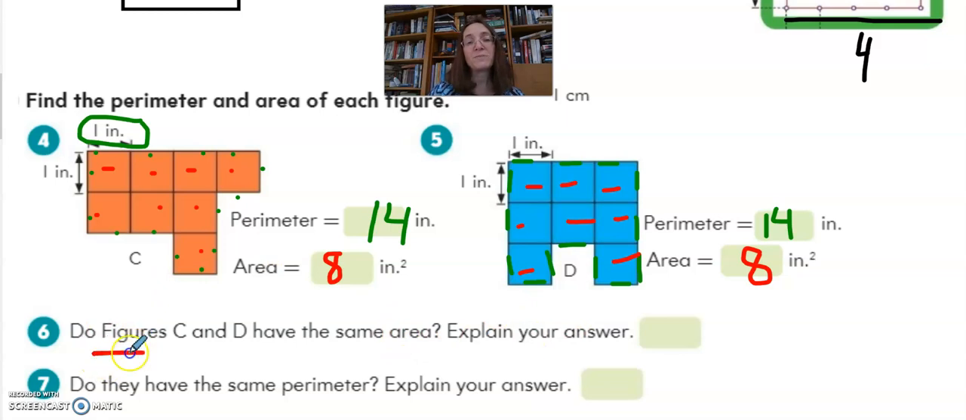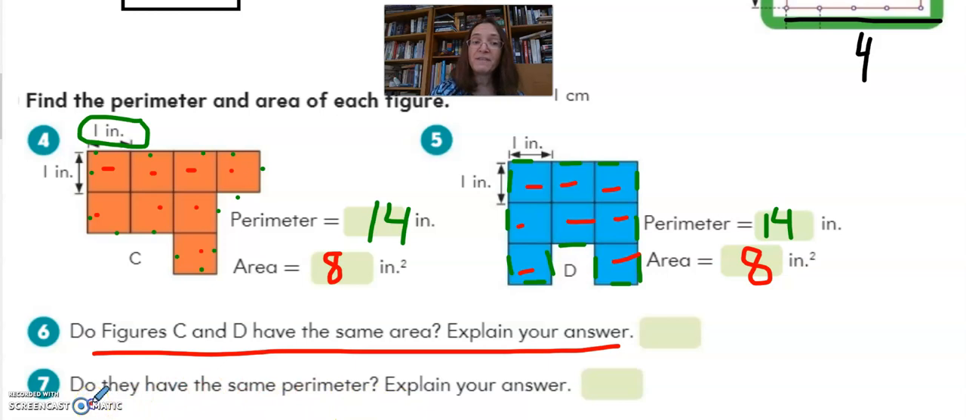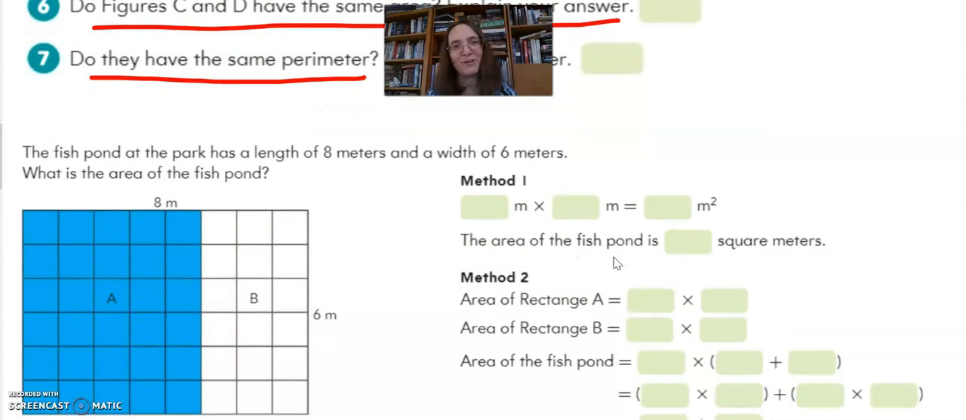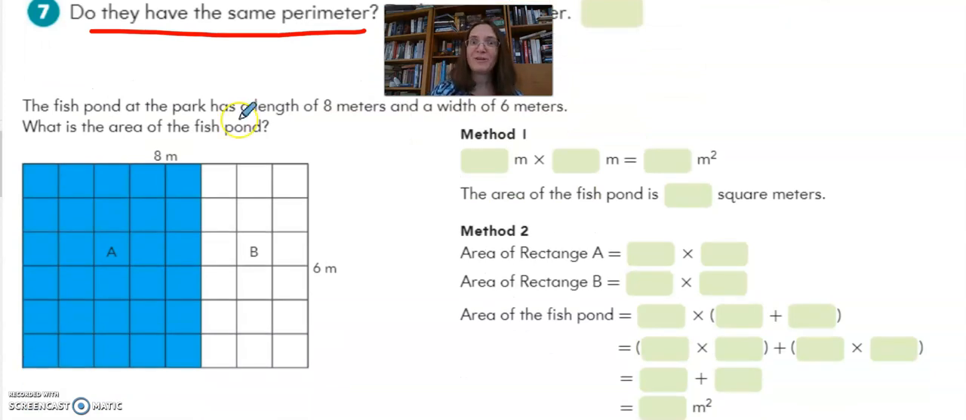Now, if I were to do the explaining down here, I would say that they have the same area because they have the same number of square inches. If I was to answer question 7, do they have the same perimeter? I would explain that they have the same number of inches going around the outside edge. And that sort of question is really to push you into learning the vocabulary for this chapter because there's a lot of vocabulary to learn with geometry.